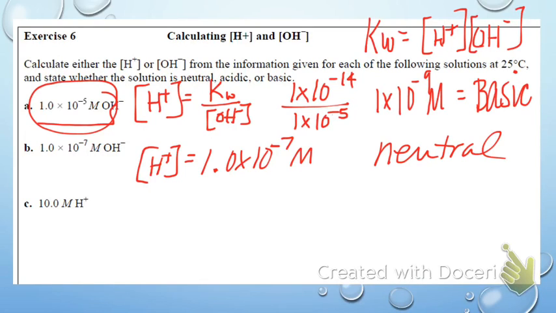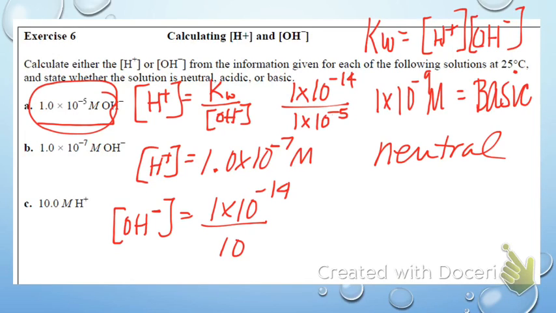So it's good to know that the hydrogen and hydroxide are that number when they're neutral, so you don't have to worry about calculating it. And then the last one is 10 molar. Well, 10 molar is really strong. So the hydroxide concentration is going to be 1 times 10 to the negative 14 over 10. So we're going to have 1 times 10 to the negative 15.